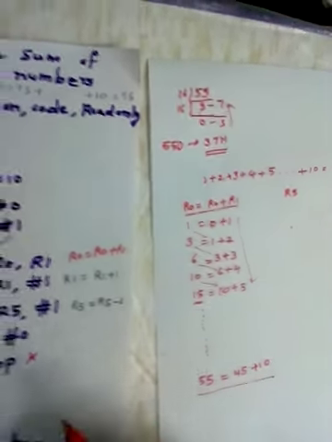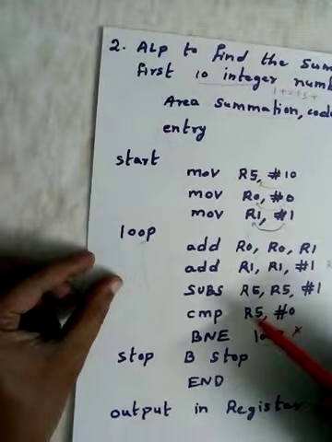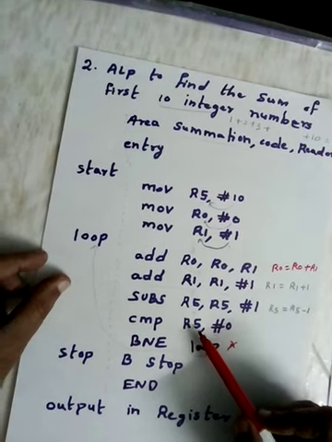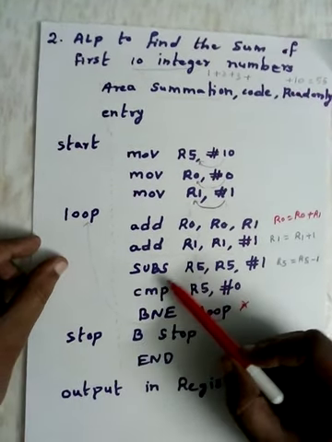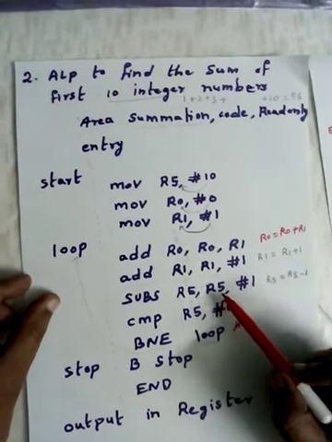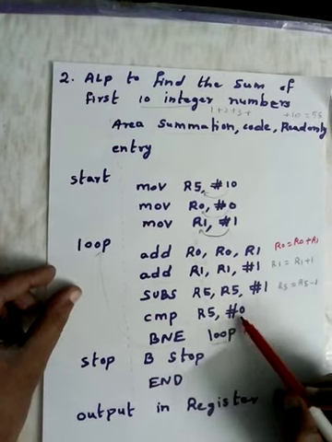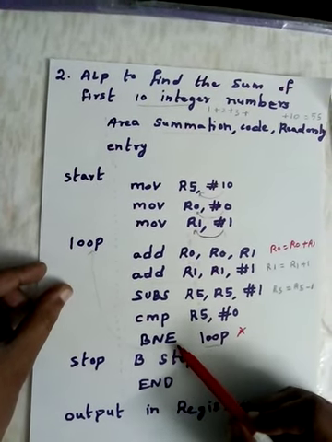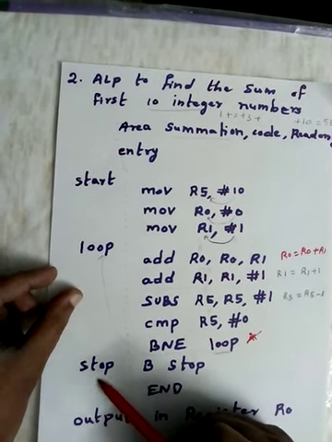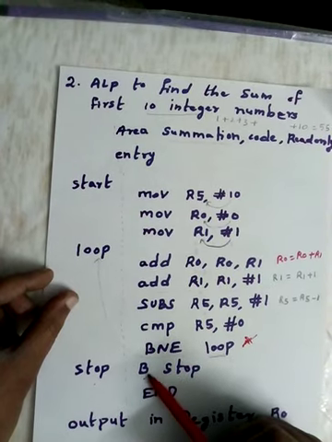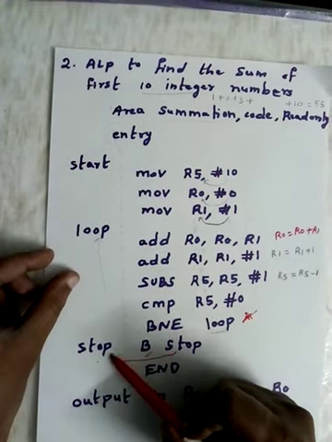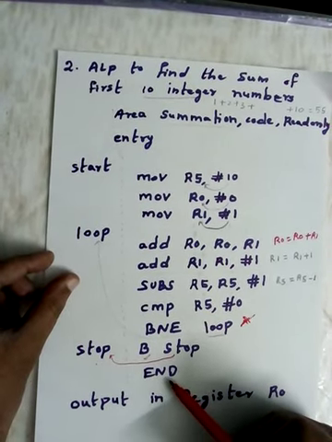Okay, now we'll come to the program once again. Every time we are comparing. When it is getting reduced, 10 minus 1 is 9, 9 minus 1 is 8, and so on in the subtraction. Finally when R5 is equal to 1, 1 minus 1 is 0. Compare R5 with 0, 0 is compared with 0, so branch not equal won't execute. It will come out of the loop. Stop is a label, B stop. It is an unconditional branch instruction. It goes to the stop label once again, and this will continue for infinity. Finally END is the end of the program.